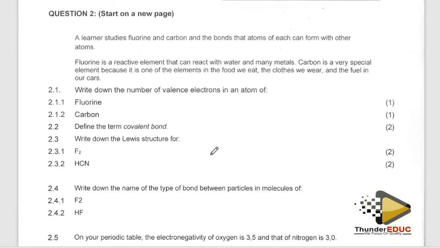Then when we go to question 2, they are saying that learners study the fluorine and the carbon bond, that atoms of each can form with other atoms. Okay. They're saying, write down the number of valence electrons.